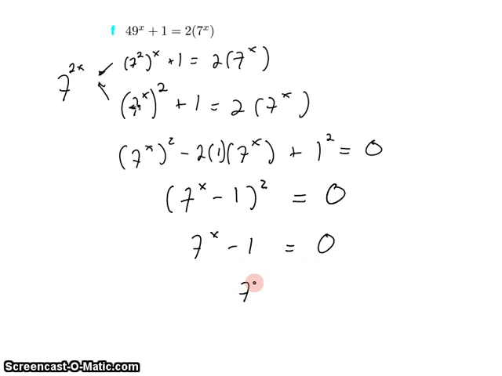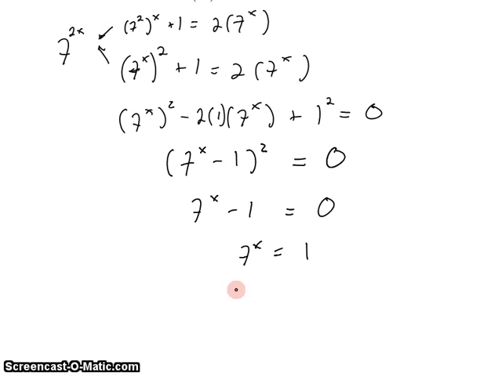Adding 1 to the other side, I get 7^x equals 1. Oh, where do I go from here? Well, a couple of things. What could x be such that 7 to the x is 1? You might be thinking 0. And that's true. Another thing we could say is that 1 is equal to 7 to the power of 0.